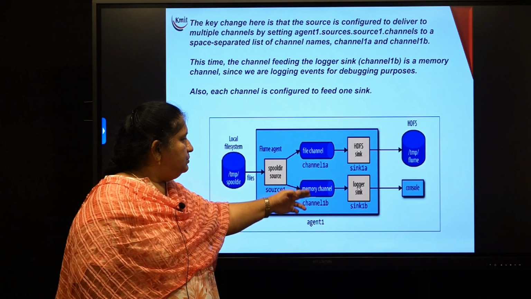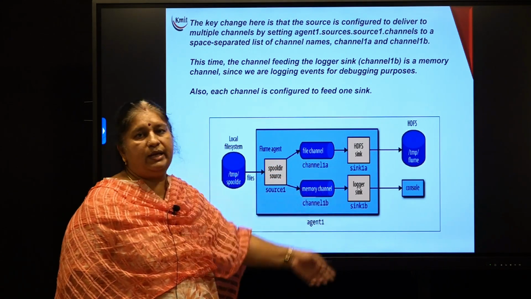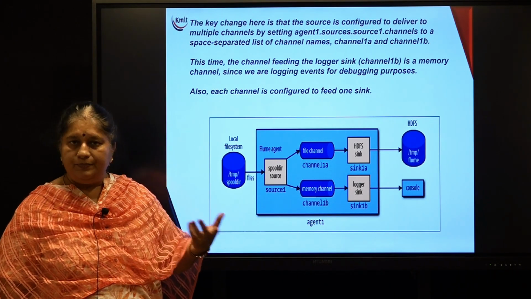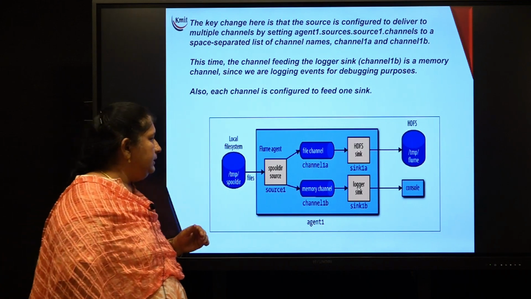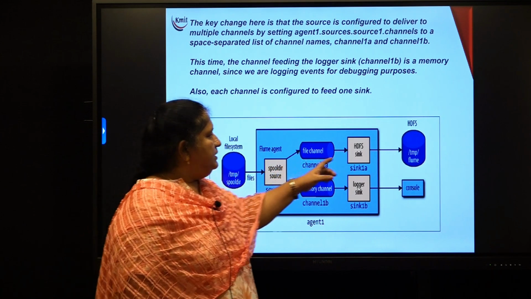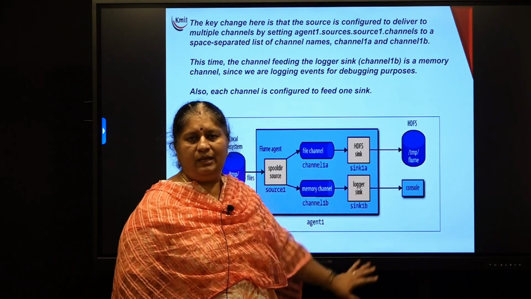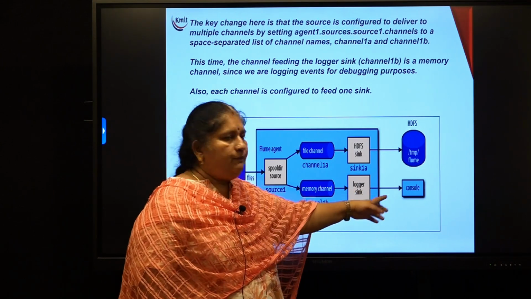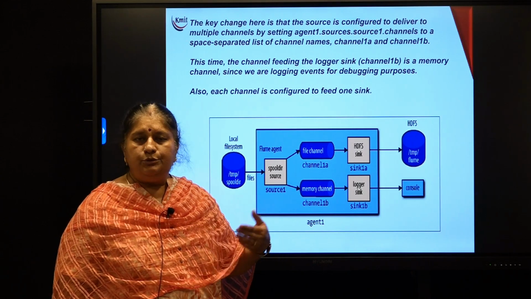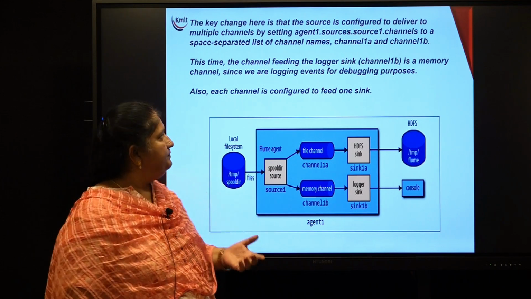So we are working with two channels. One is working as a file channel, one is working as a memory channel. Why do we call it a memory channel? It has to remember the log events. Once finished, HDFS will inform the Flume directory about the files that have been accessed, whereas the logger will show them on the console. If you want, you can see through the dashboard or the administrator console what events have been done by which user.